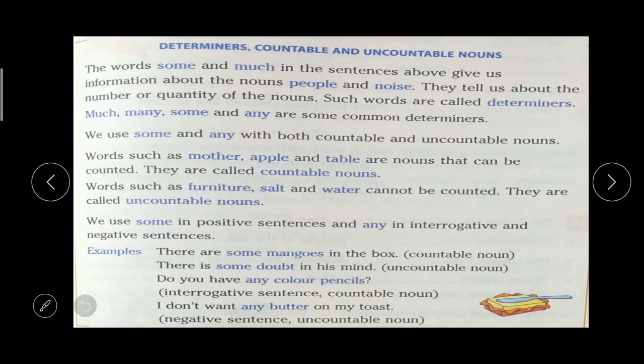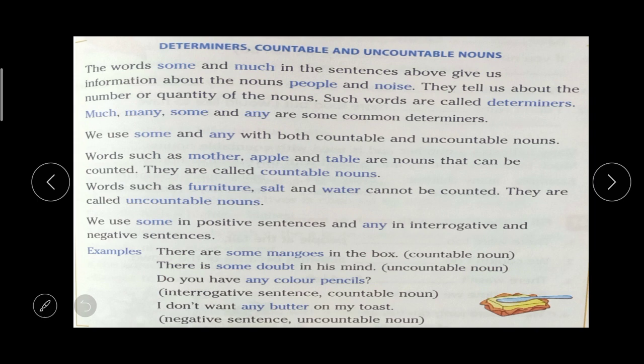They tell us about the number or quantity of the nouns, and such words are called determiners, and some of the common determiners are much, many, some, any, etc. Then the nouns that can be counted are called countable nouns. On the other hand, the nouns which cannot be counted are called uncountable nouns.